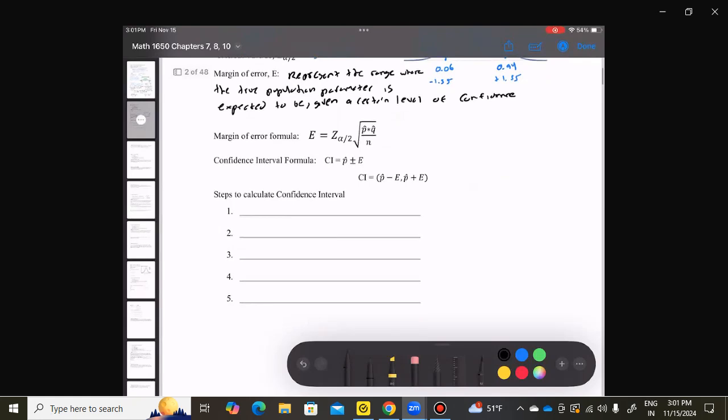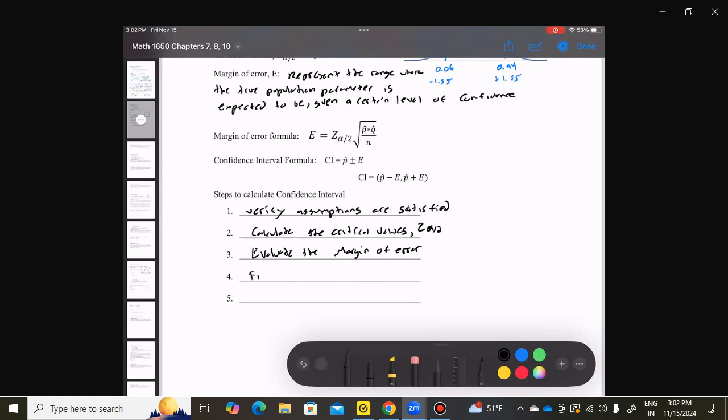Alright, so the steps to this. We verify assumptions are satisfied. We calculate the critical values, z alpha over 2. Evaluate the margin of error. And find values p hat plus e, p hat minus e, and then we construct the confidence interval.